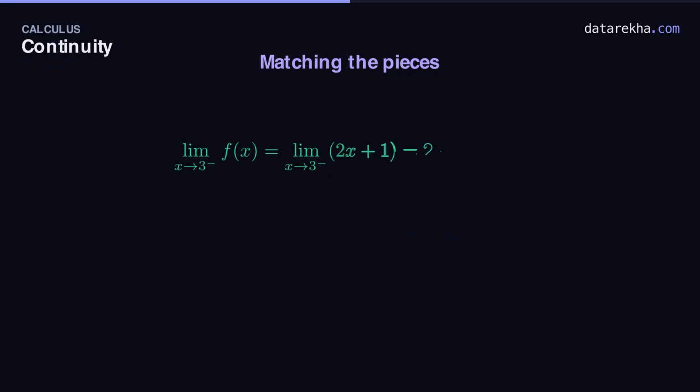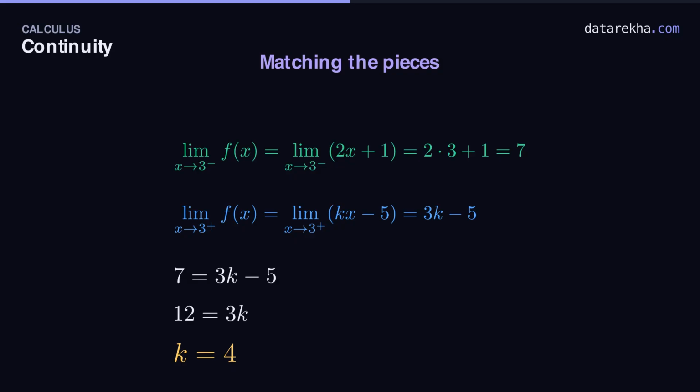Condition 2. The limit must exist, so the two sides must agree. From the left, use 2x plus 1, 2 times 3 plus 1 is 7. From the right, use kx minus 5, that's 3k minus 5. Set them equal.